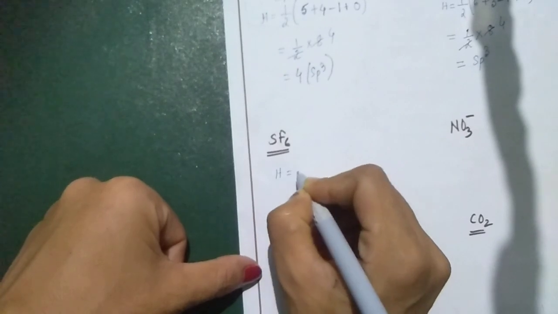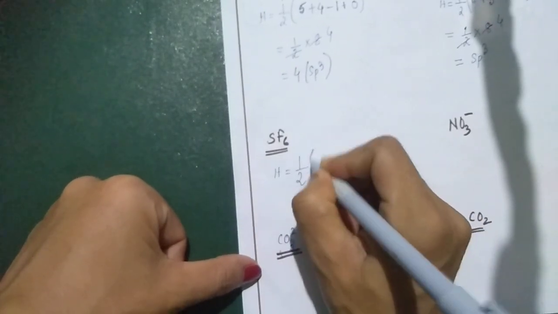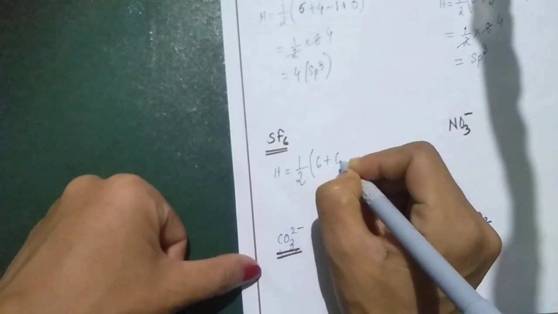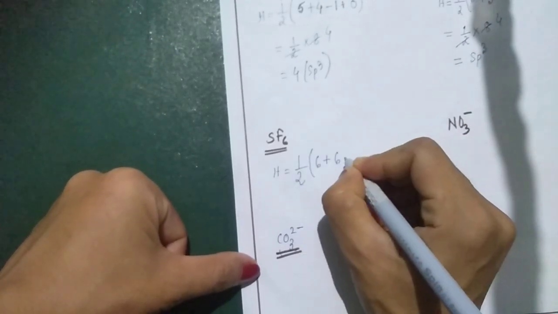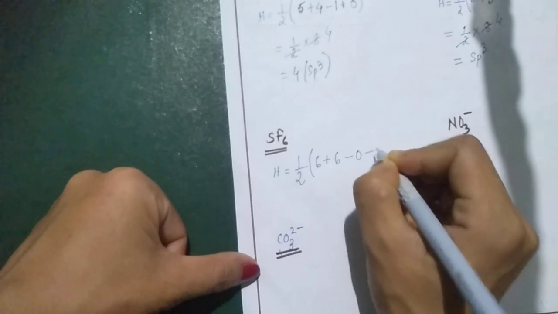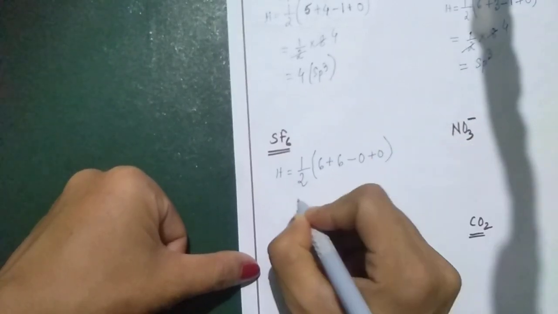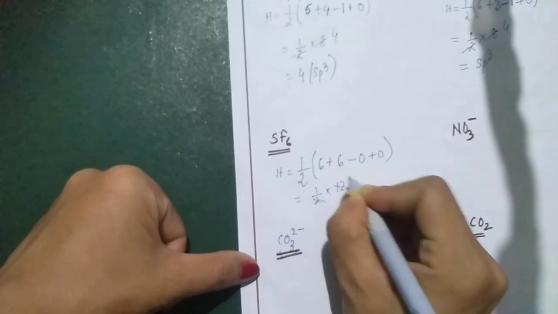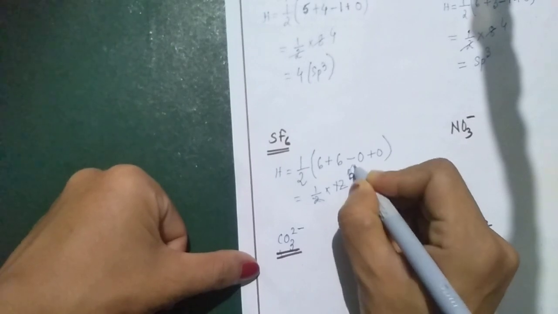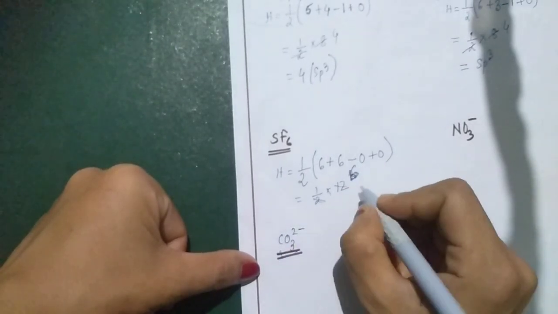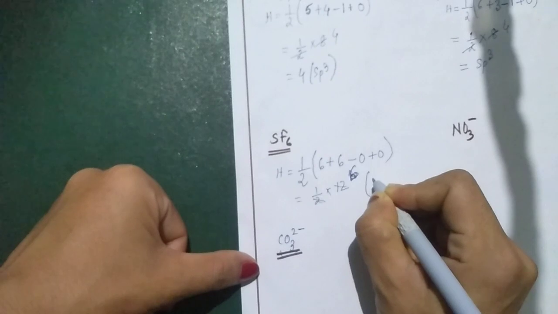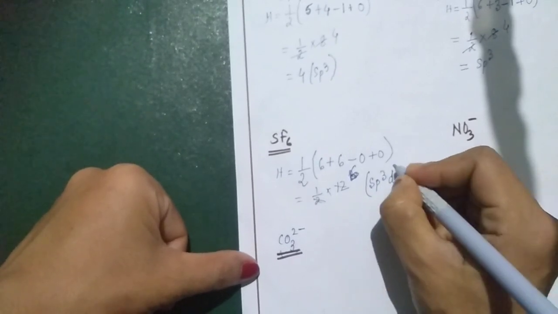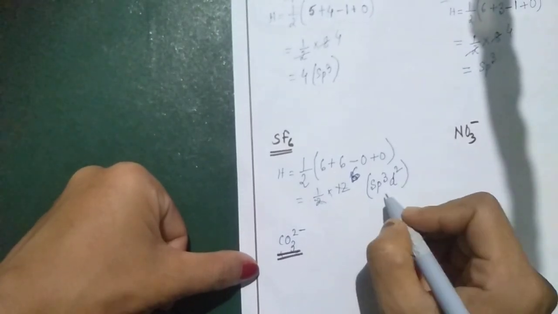H is equal to half, right? So what is the valence electrons of sulfur? 6. Plus what is the surrounding? 6. Okay. Is there any charge? No. 0. Is there any anion charge? No. 0. So half into 6 plus 6 is 12. So 2 3s are 6, and 2 6s are 12. So how many orbitals? It should be 6 orbitals. sp3d2. So this is your hybridized orbital.